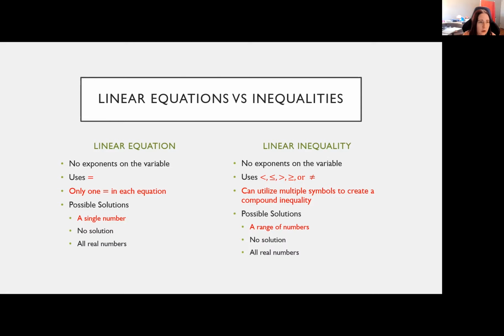Now, when you look at the possibilities of solutions for equations, you usually have one number, no solution, or all real numbers, so basically any number that can work. For inequalities, you generally have a range of numbers as your solution. So it's more than one number, but it's less than all numbers. It's a subset. You can have no solution, or you could have all numbers. So the big difference is that you get one number versus multiple numbers, but just not all of them.